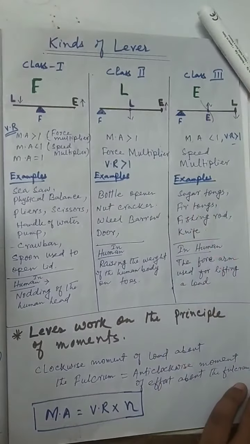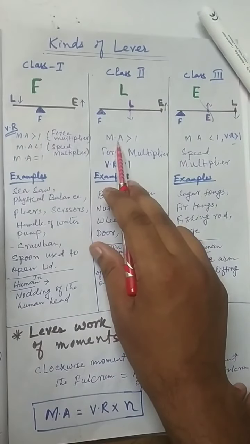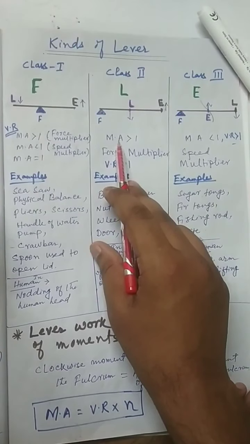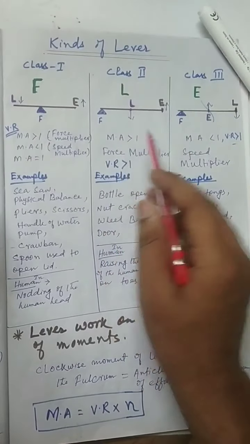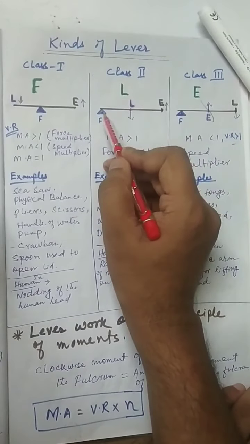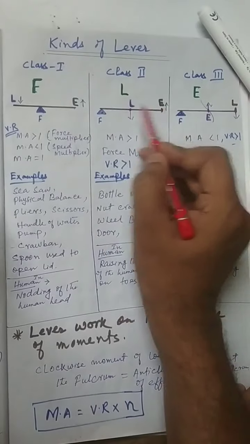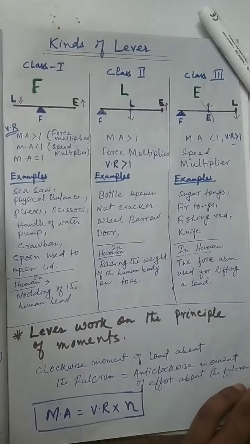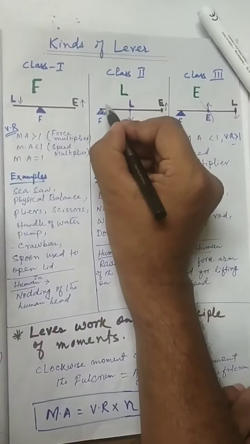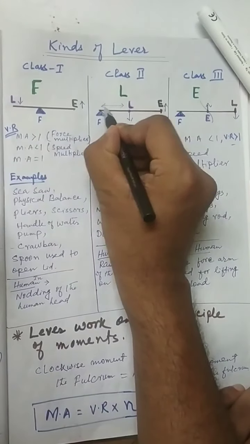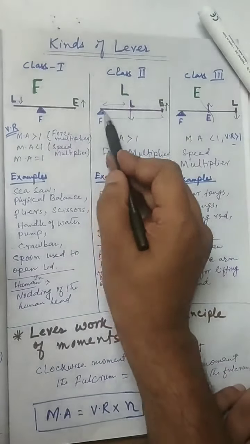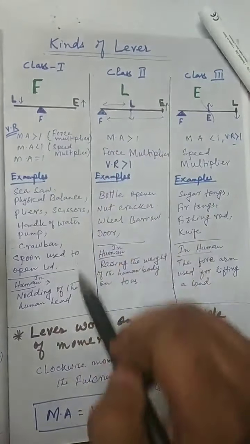Because the effort arm is greater than the load arm. The distance between effort and fulcrum is greater than the distance between load and fulcrum. Look at this, fulcrum is here, effort is here. So this distance is the load arm, and this distance is the effort arm. Look at this, here the effort arm is greater than the load arm.